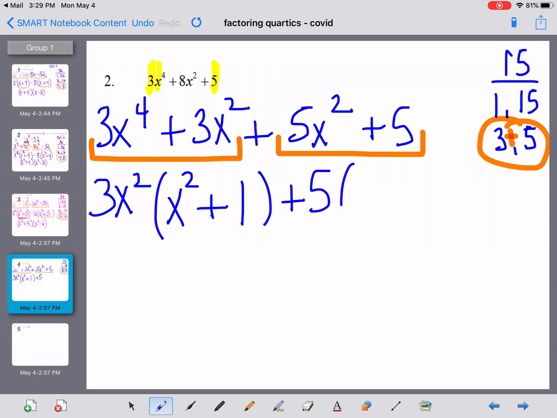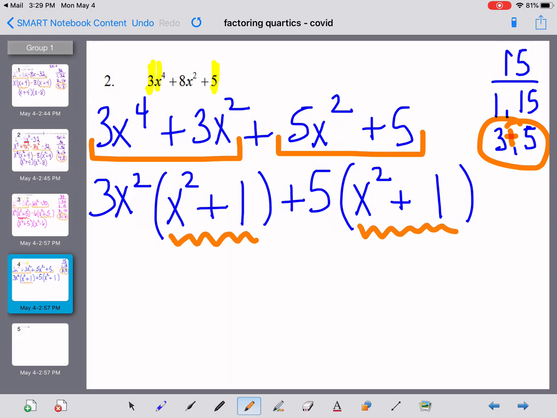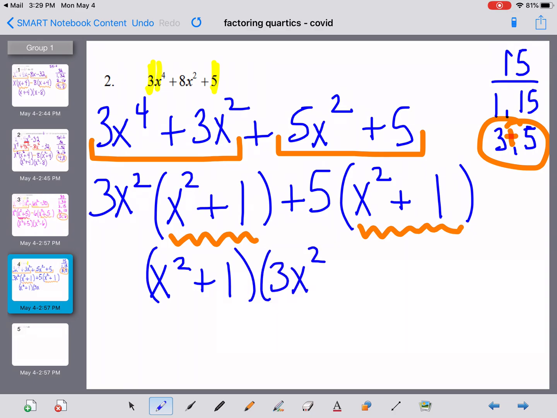Then in our next group, greatest common factor is 5. 5x squared divided by 5 is x squared. 5 divided by 5 is 1. I didn't say it on the last parentheses, but we have to write that 1 when we're factoring. And what we have is we have x squared plus 1 in each group. So when we factor that out to finish, we've got x squared plus 1 times the 3x squared plus 5.